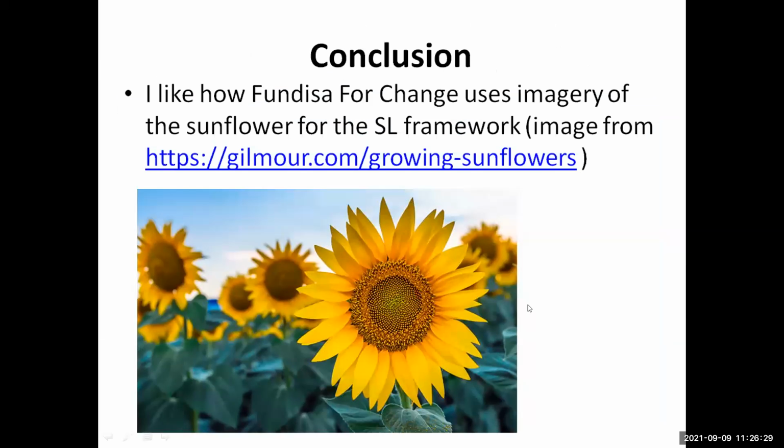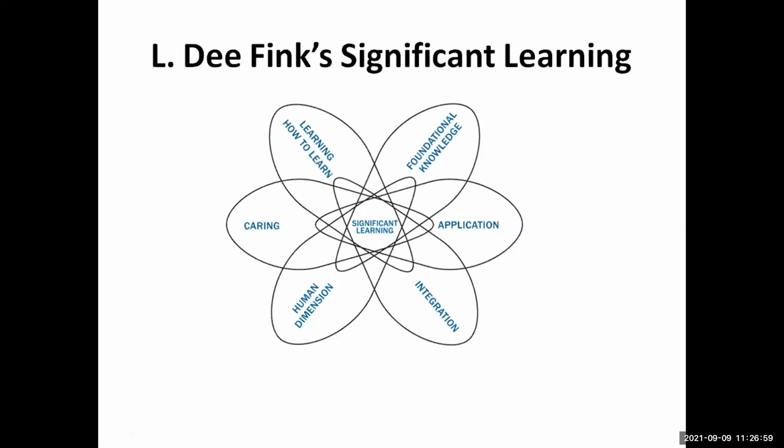I'd like to end by taking a leaf from the colleagues at Fundisa for Change. Last year, when they were presenting this to our cohort of the SST participants, they brought up the sunflower, which was quite a useful thing. Now, when you look at this significant learning framework, you begin to see that each one of these lobes representing the categories of learning is almost like the petal of that sunflower.